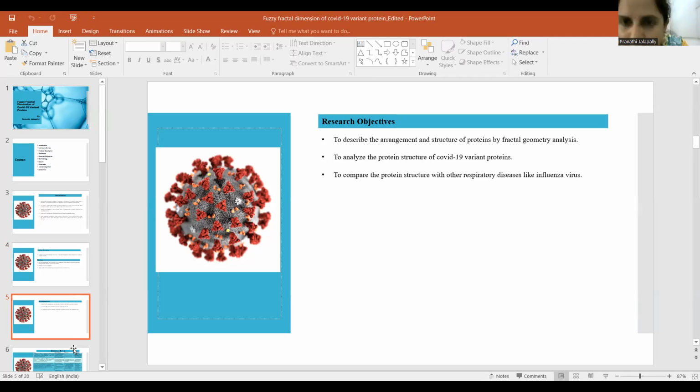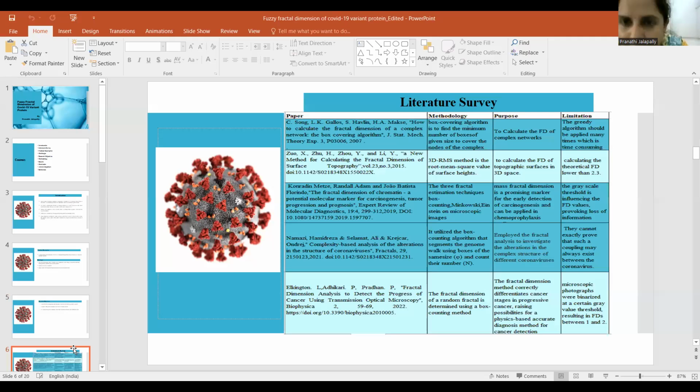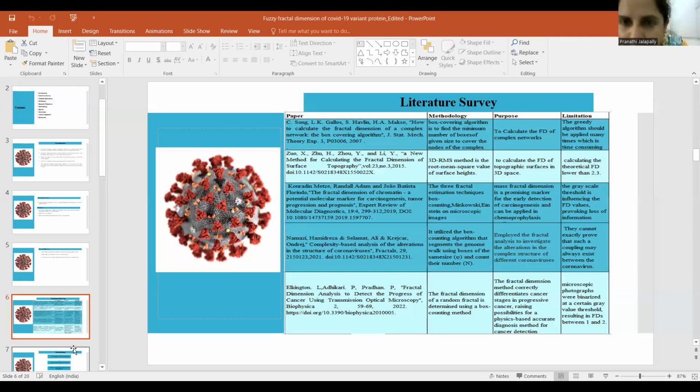Then coming to the literature survey, the author Tom proposed a paper to calculate the fractal dimension of a complex network in the year 2007. The methodology used was the box covering algorithm, to find the minimum number of boxes to cover the complex network. The purpose is to calculate the fractal dimension of the complex network. The limitation was that the greedy algorithm needs to be applied many times, which is a time-consuming process.